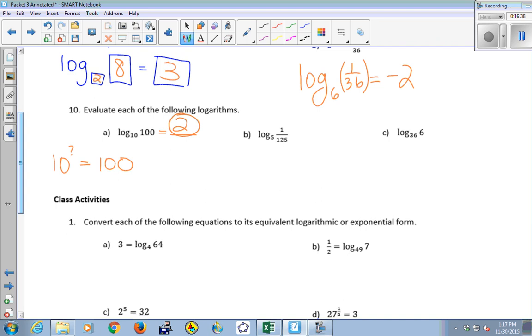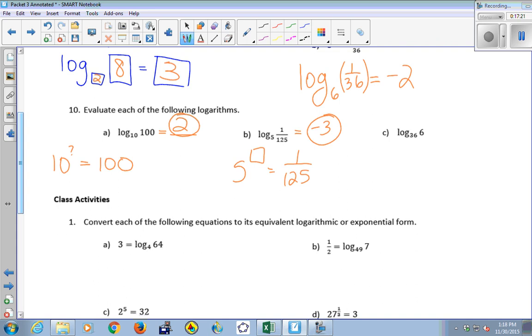Okay. Log base 5 of 1 over 125. So I'm asking, what power do you raise 5 to? What is the exponent that you could put on the base of 5 to make 1 over 125? So I'm asking 5 to what power equals 1 over 125? -3. Awesome. So the answer there is -3. The exponent that you put on the base of 5 to make 1 over 125 is -3.